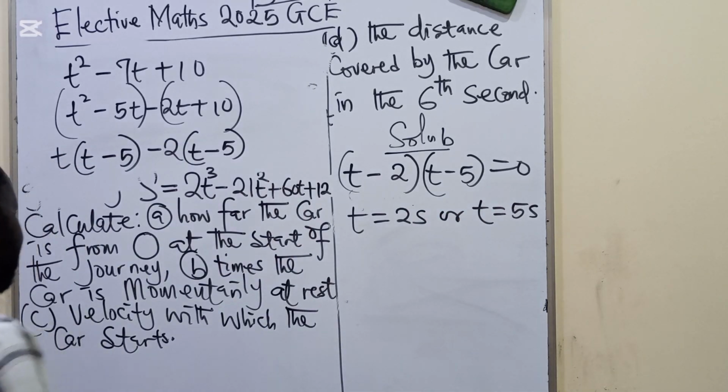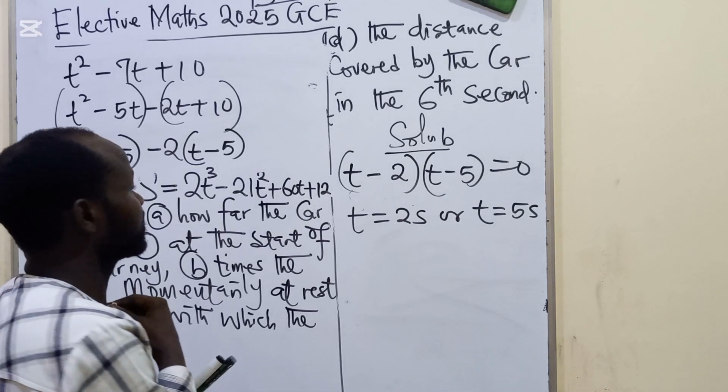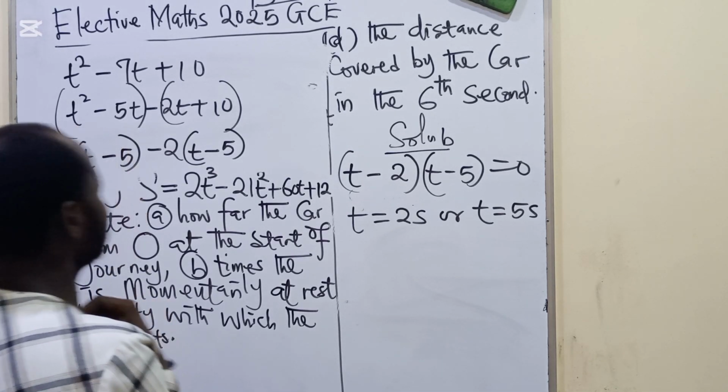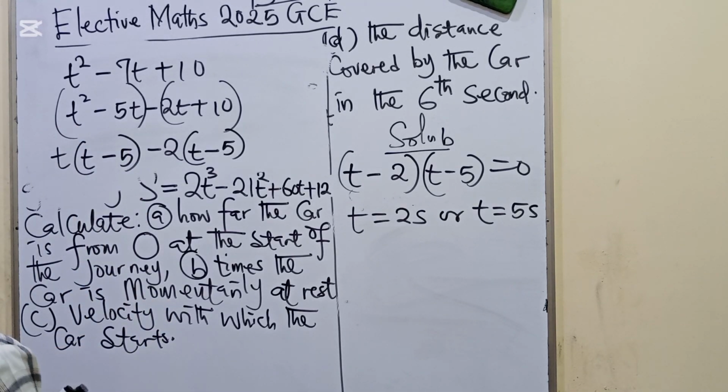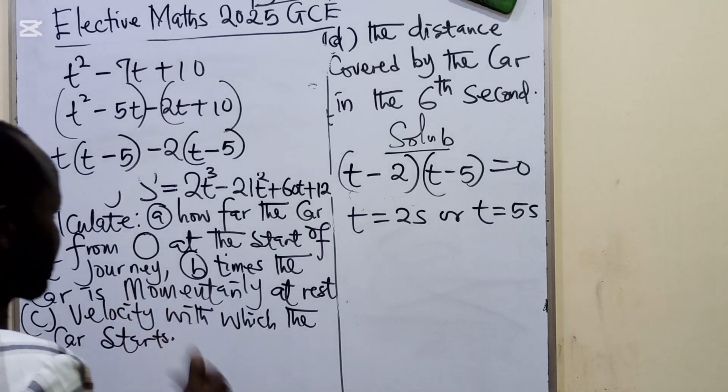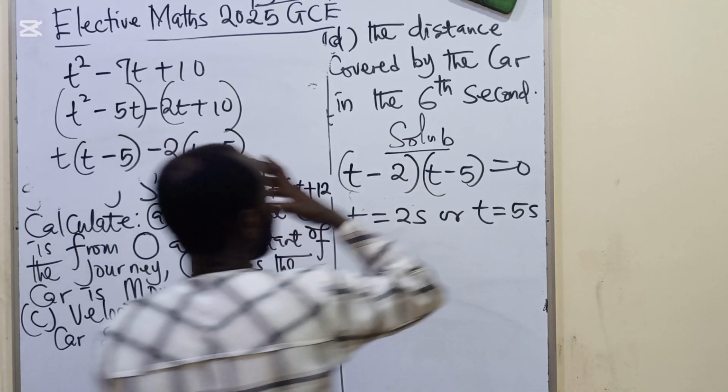So this will be the time. The question says the times the car is momentarily at rest, meaning we are expected to get two values of t. Okay. Next question: the velocity with which the car starts. Velocity which the car starts with.